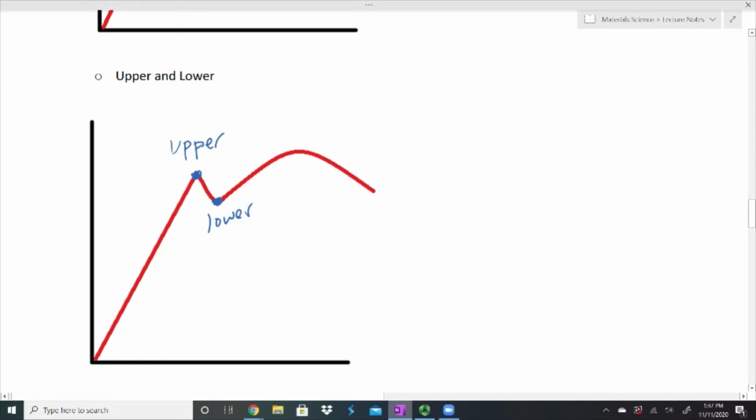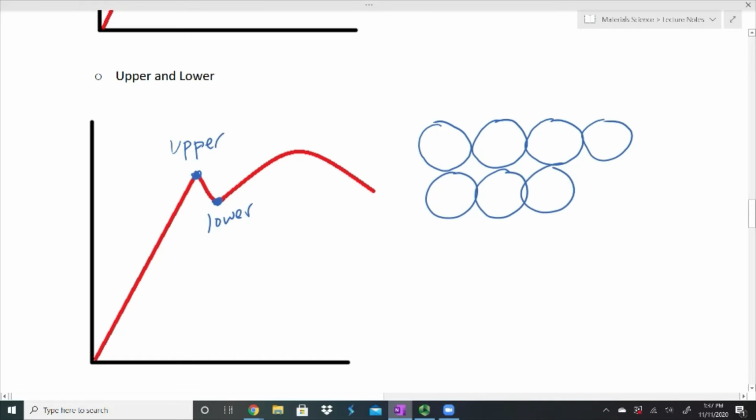Now, the materials that tend to do this the most are materials that have interstitial atoms in them, or they have substitutional atoms that are of significantly different size. And what I mean by that is we're going to have our lattice. And remember, an interstitial atom is an atom that sits between our lattice sites and often is significantly smaller than the atoms that are sitting at our lattice points.